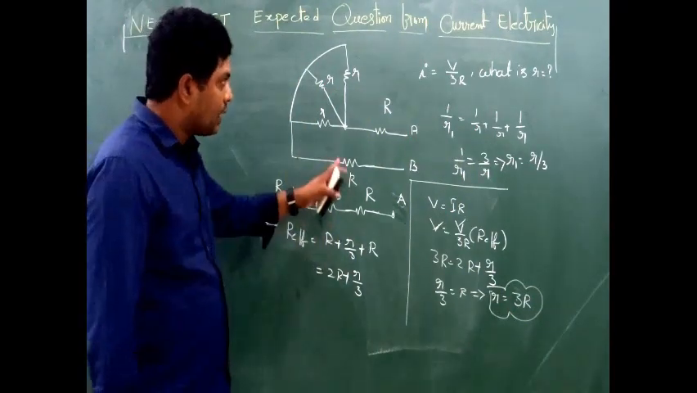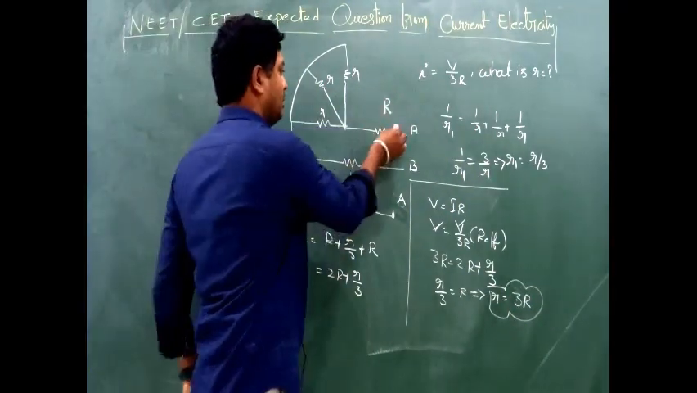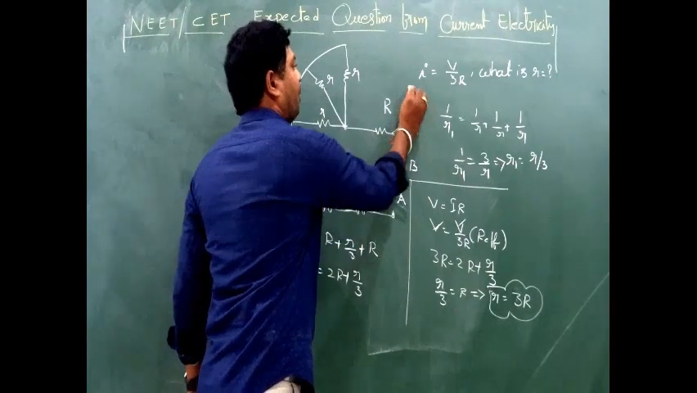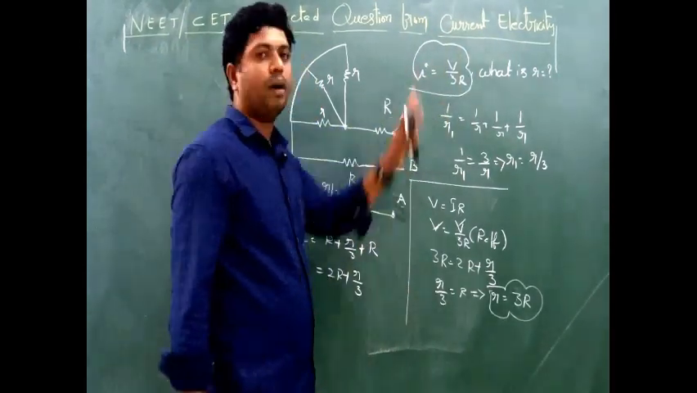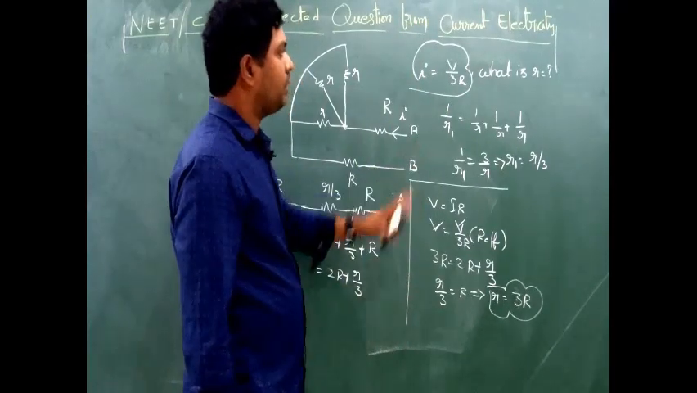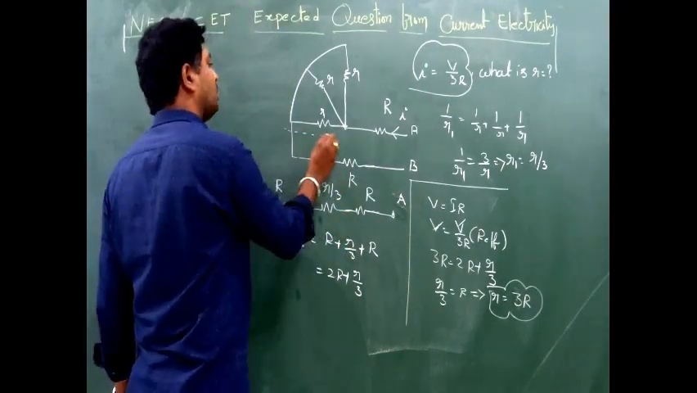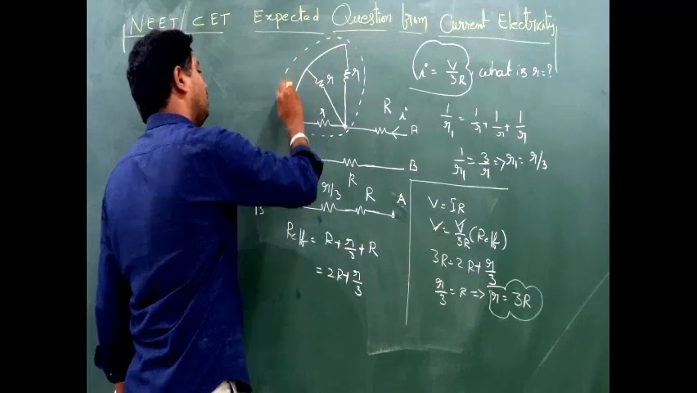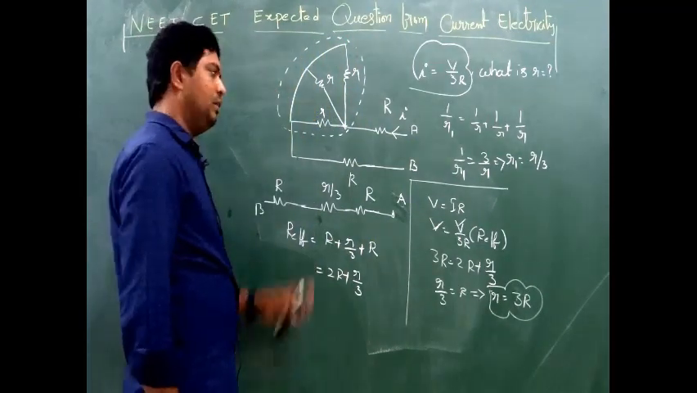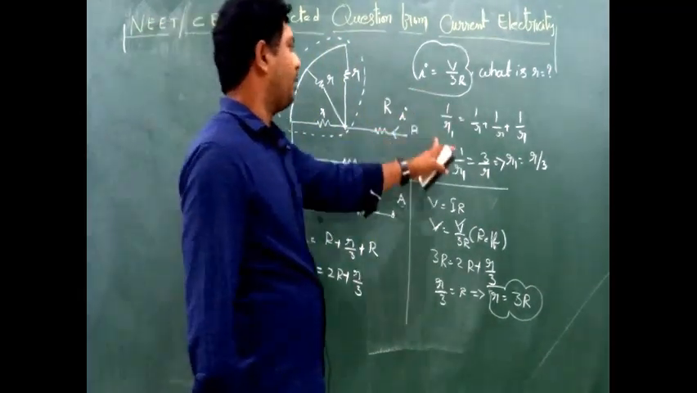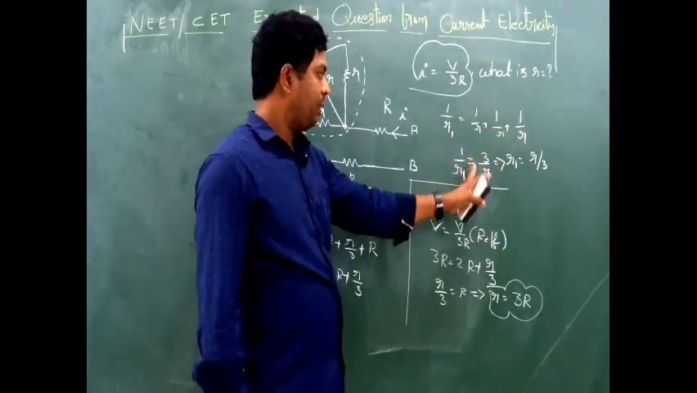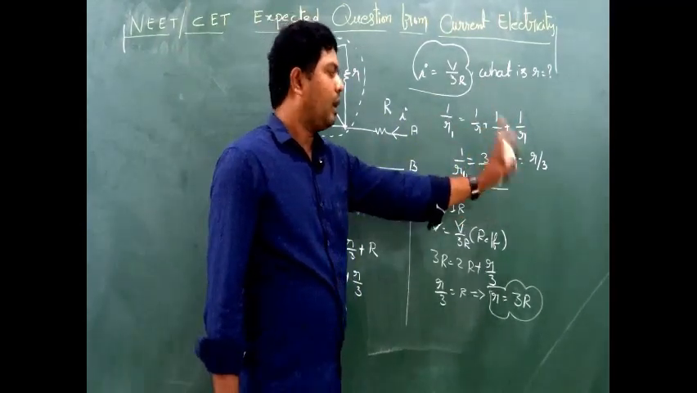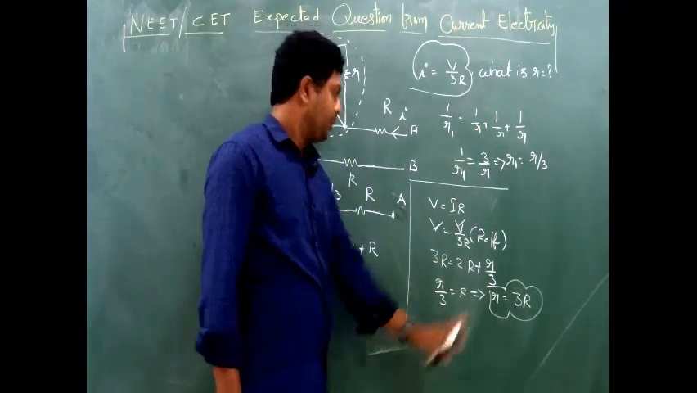Simply, this is the given circuit, and the current passing through it is I, where I is equal to V by 3R. Then what is the smaller value? To find the smaller value, first you have to close this branch. All these resistors are in parallel, so 1 by R1 is equal to 1 by R plus 1 by R plus 1 by R. You get 3 by R, then R1 is equal to R by 3.